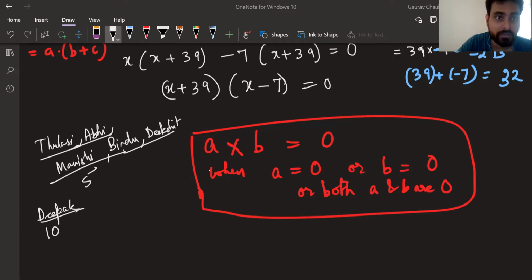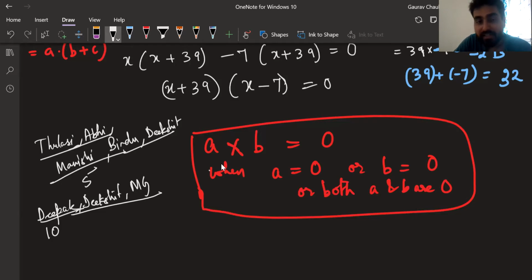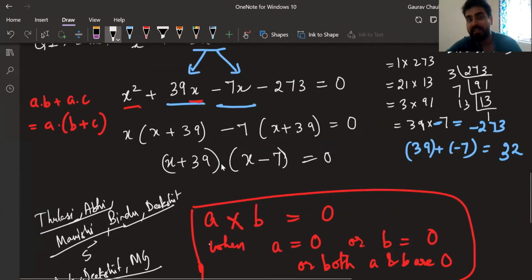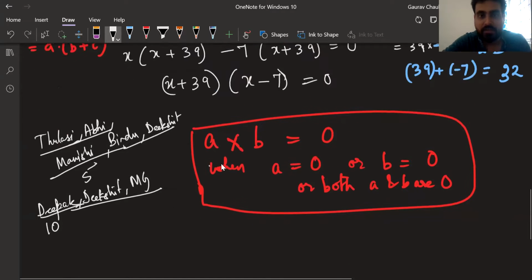Dikshit, you are also right. Okay, so I'm going to give you MG. MG has written steps, so MG, I'm going to give you 5. Deepak and Dikshit, I'm going to give you 10. Actually, all 3 of you, I'm going to give you 10. Now, what is happening here, Deepak, Dikshit, and MG? I want you to quickly understand the step, a breakdown of how we are getting that.